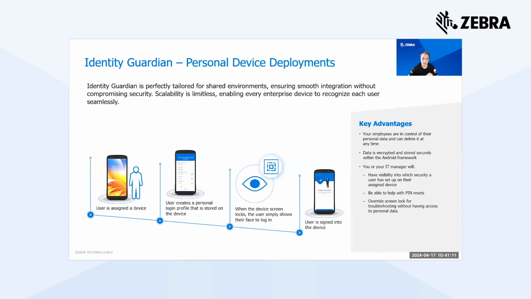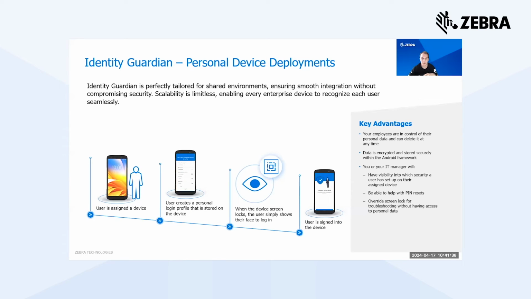All right, so now that we have a more general idea of how Identity Guardian works, let's take a look at how we can use it in a personal device deployment, in a personal device environment. So we do the setup wizard. The user has, in this case, an assigned device. The user creates the personal login by following the wizard.